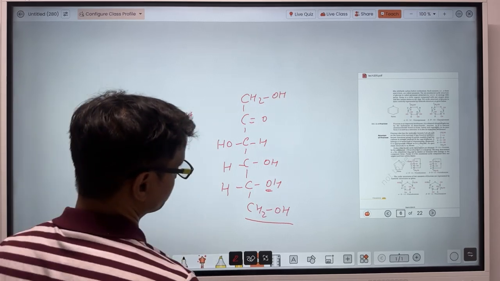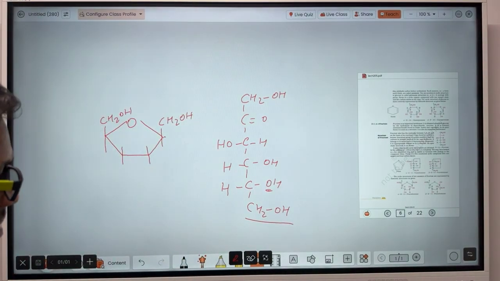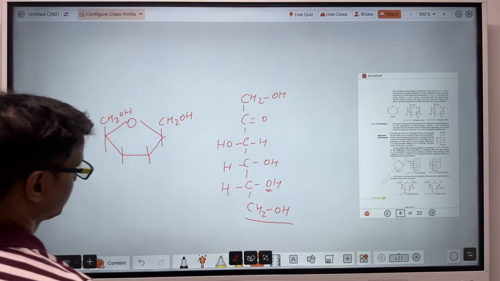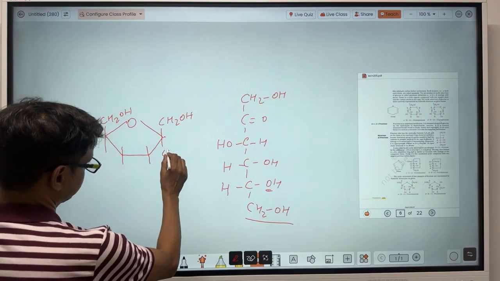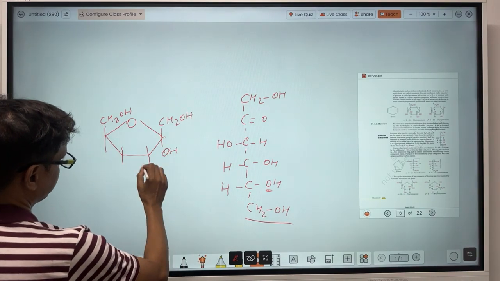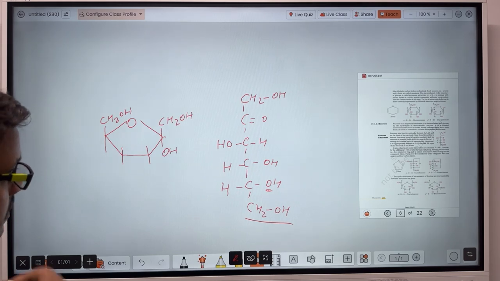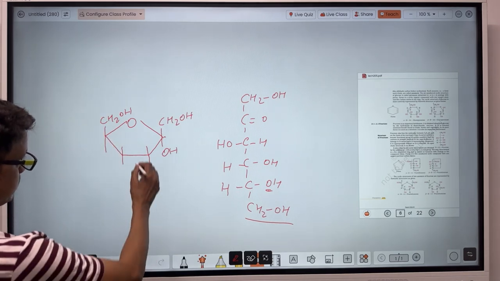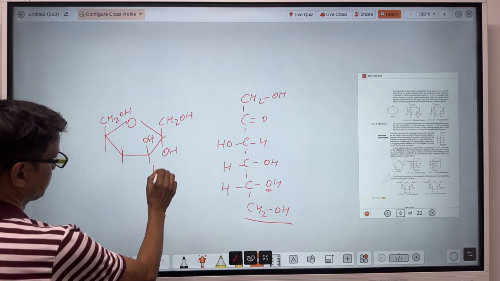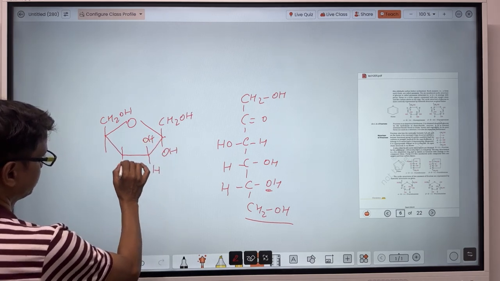Let's see, CH2OH. Then after that here OH, and first, second, third. At the third carbon atom, OH is towards the left hand side. So that's why OH will be above. And hydrogen, and the remaining OH below.